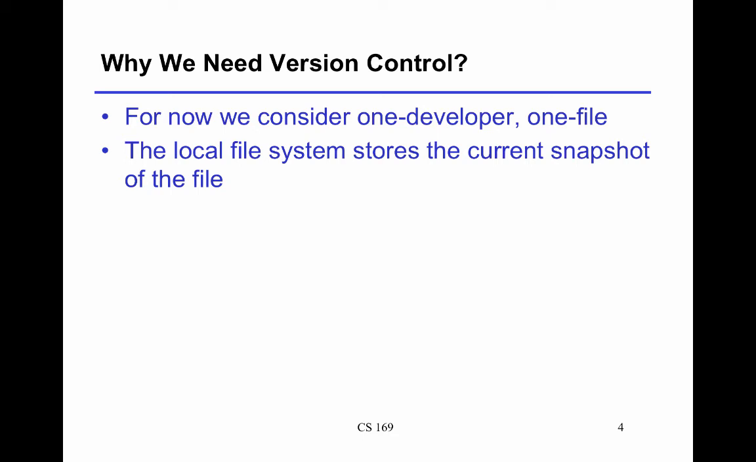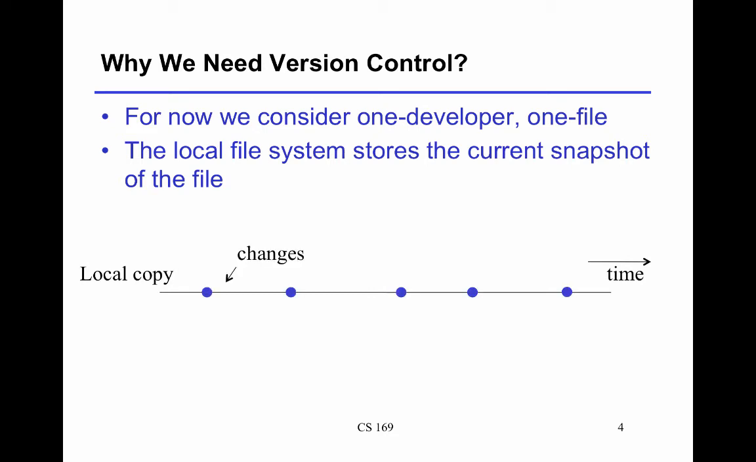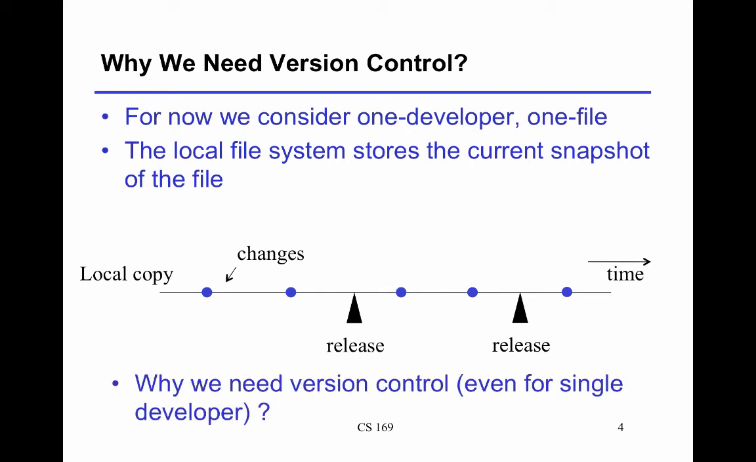So let me start with a very simple use case. You're a single developer, okay? And even with a single file, you should still use version control. You have your file, let's say, in a local copy, and over time, you make changes to that file. And then occasionally you decide that this is a good version, that I'm going to do something with it. I'm going to release it, I'm going to give it to the testing team or whatever. Why would you still use version control if you are the only one, and it's so simple as a single file?